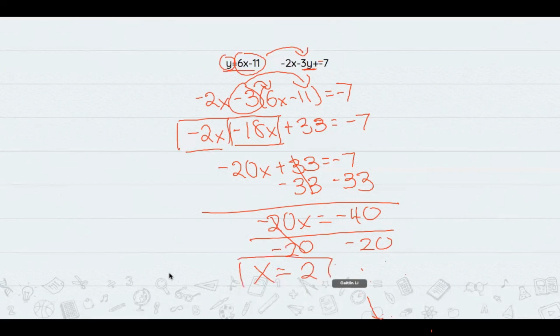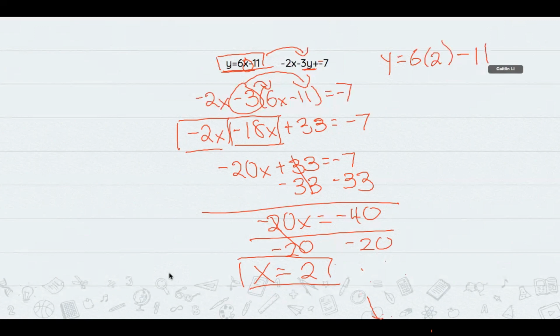And this is our x value, but we still need to find our y value. So we will be using this, but either will work. This first equation will just make it easier, since y already equals something and we need to find y anyways. So we will substitute our x into this x that's already in the problem. So 6 times 2, minus 11. 6 times 2 equals 12. Take away 11. y will equal 1.